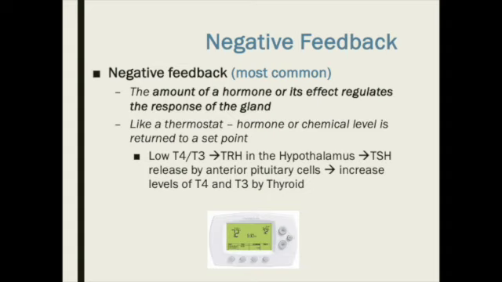So it understood that this decrease in T4 and T3 needed a response, and that response was to move TSH out of the anterior pituitary cells and increase the T4 and T3 by the thyroid. That's one example of a negative feedback loop. Going back to the abbreviations, TRH is thyrotropin releasing hormone, and TSH is thyroid stimulating hormone.